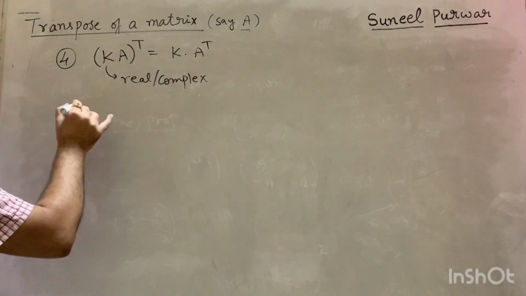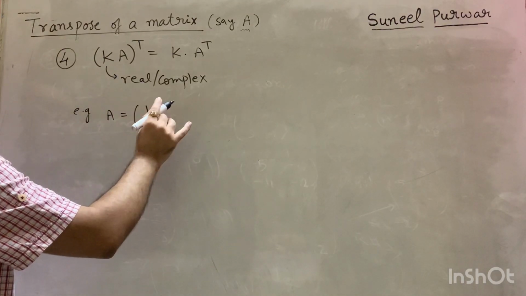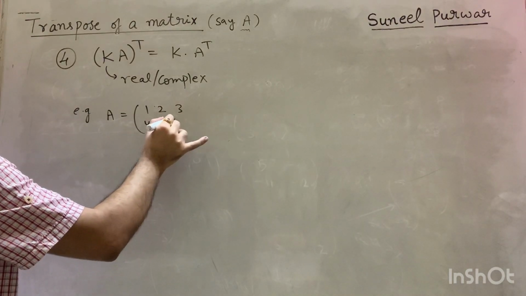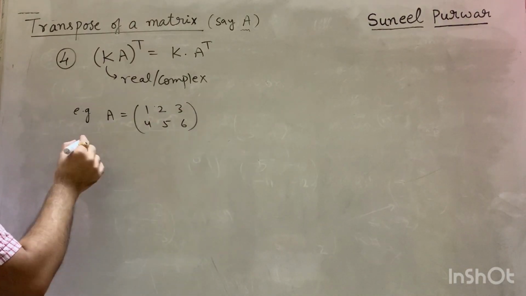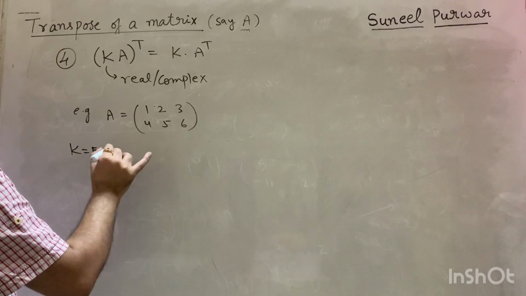Okay, for example, suppose A is 1, 2, 3, 4, 5, 6, and let me take K is equal to 5. So what is 5A?